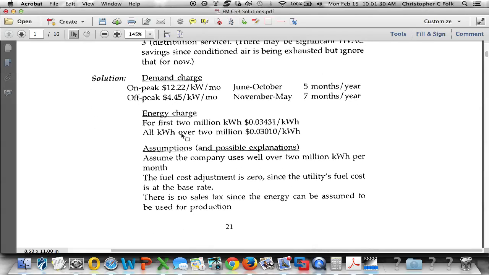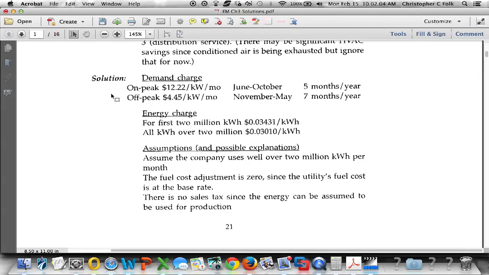So they give the rates. Okay, that's helpful that it's all right here. We don't have to dig back in the book and find out what they were. So the off-peak and on-peak demand charge rates are listed here. And they show that the on-peak is for June through October, which is 5 months. Off-peak would be November through May, which is the remaining 7 months. The cost of the energy used itself is listed here. So for the first 2 million kilowatt hours, it's a high rate, and then anything over that, the rate drops down to just barely over 3 cents a kilowatt hour.